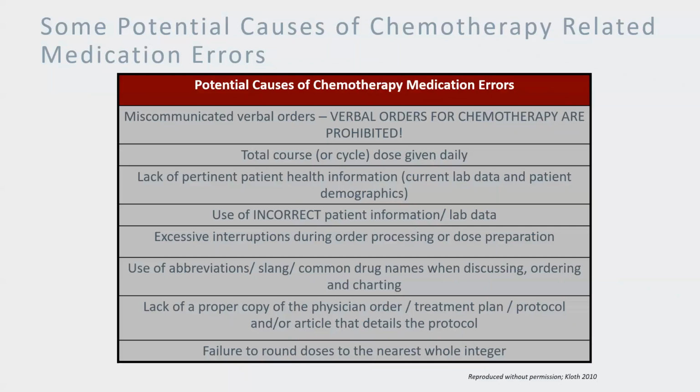And then lack of a copy of the physician order or treatment plan or protocol, and/or an article that details the protocol, so the original evidence, which we have put in all of our treatment plans. And then failure to round doses to the nearest whole integer. We continue to work on this. It's a little bit hard with the electronic ordering system, but obviously a vincristine dose of 1.456 cannot be measured. So we need to make it something that's measurable.